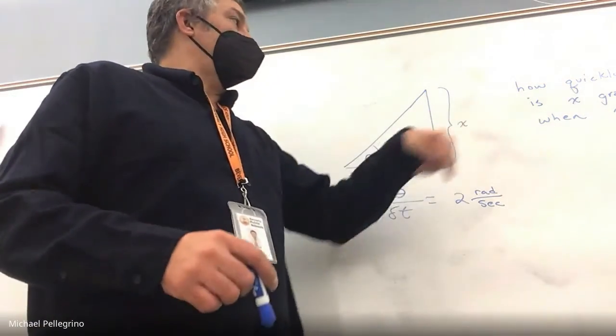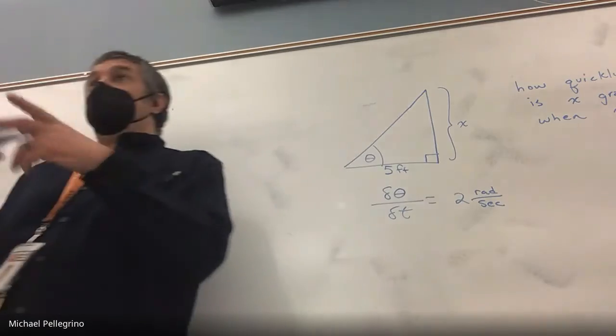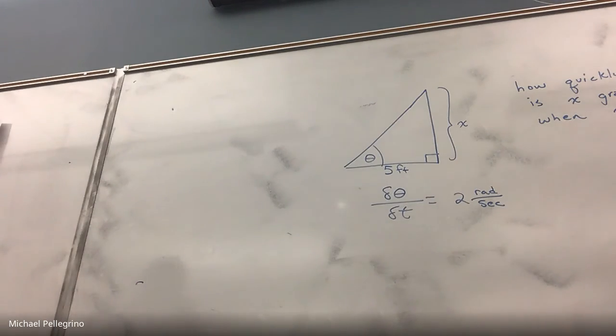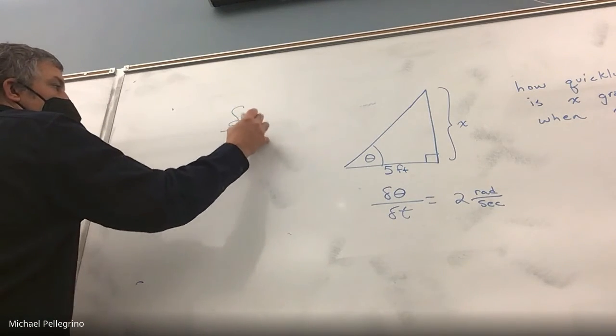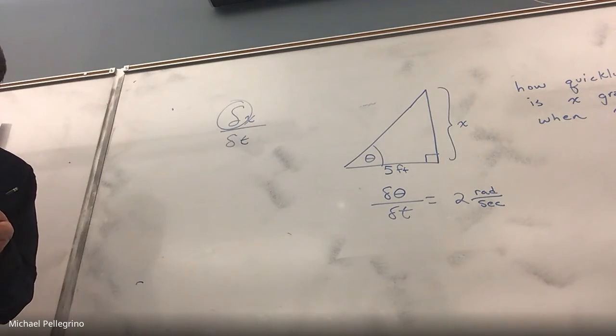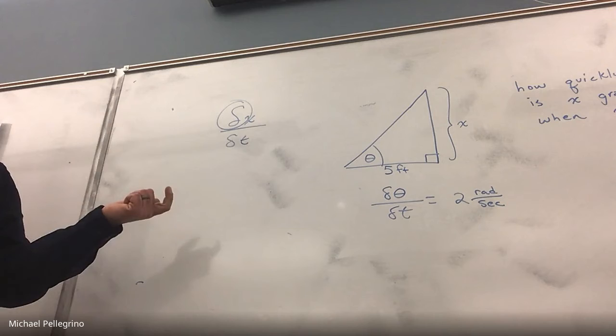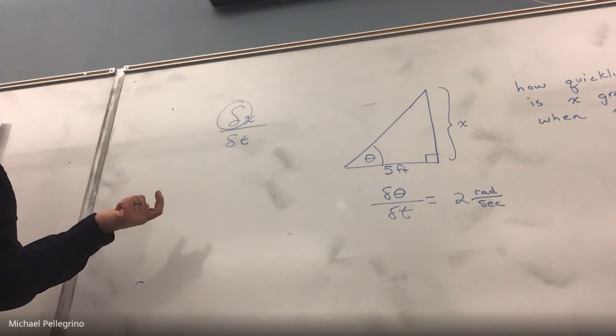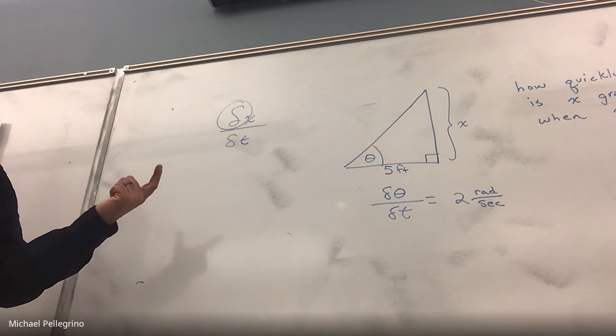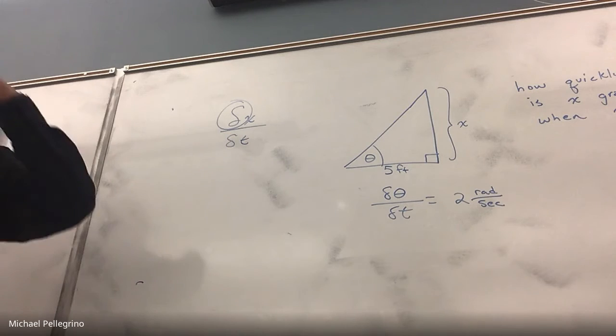So how quickly is X growing? Let's talk about this. What does X represent? The height of that triangle. And what does dx dt represent? What Greek letter do I use? Delta. What does delta mean? It has nothing to do with physics. Change. It means change. So write that down. Delta means change.